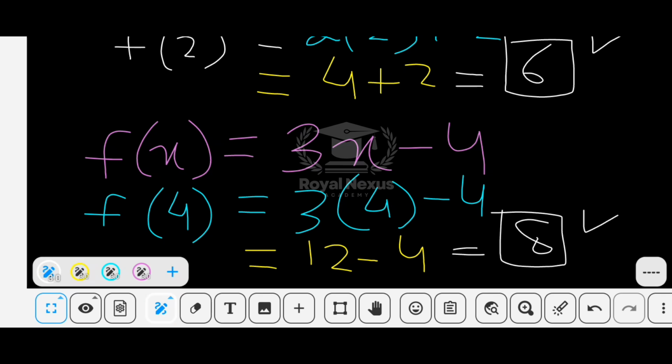So these are basic and simple functions. In the next video, we'll be covering the concept of composite functions, where you will be required to substitute one function into another function. I hope the concept of simple functions is clarified.